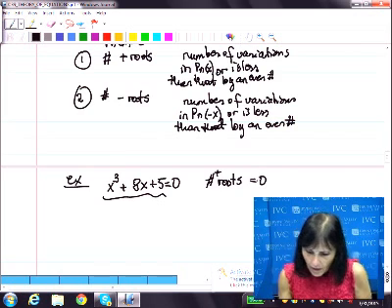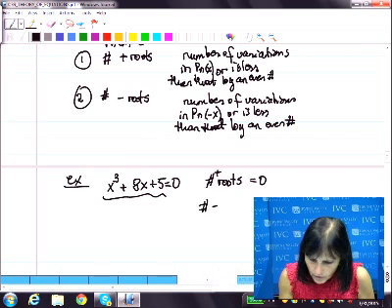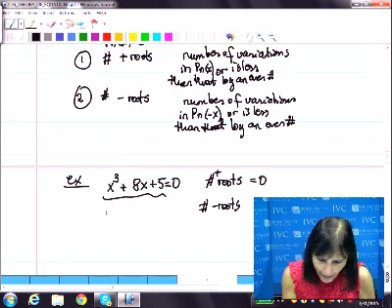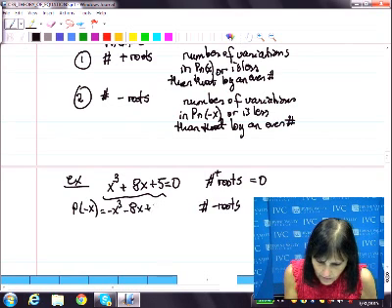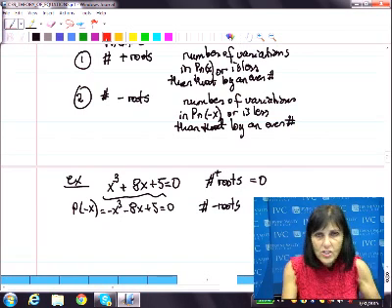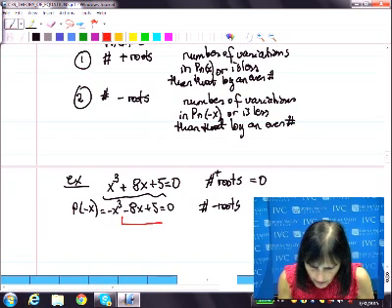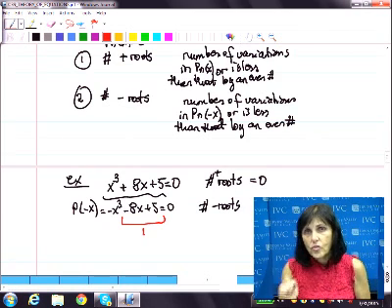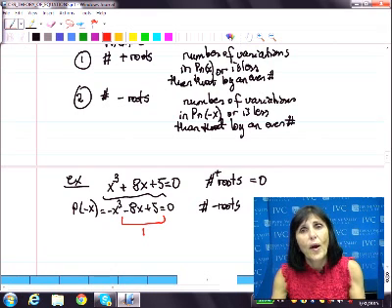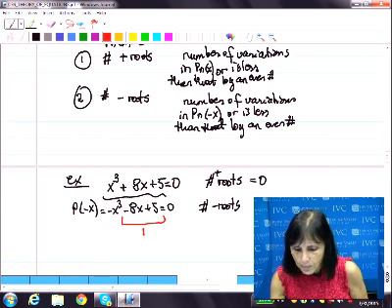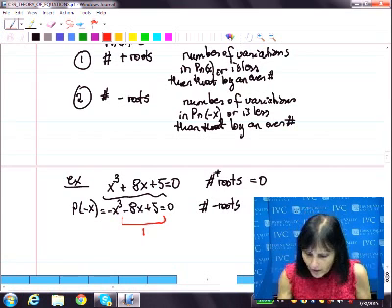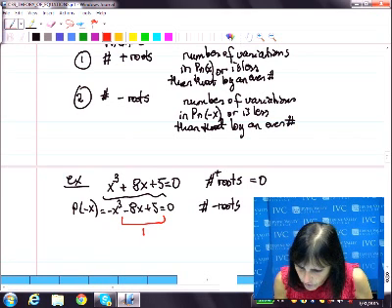I don't see any. To look at the number of negative roots, what do I look at? I look at P of negative x. When you do that, you're going to get negative x cubed, negative 8x, plus 5. How many variations? How many times does this polynomial change sign? One time. So the number of negative roots is going to be 1, or less than that by an even number. The smallest even number I can think of is 2, but 1 minus 2 is not going to work, so it's going to be 1 negative real root.